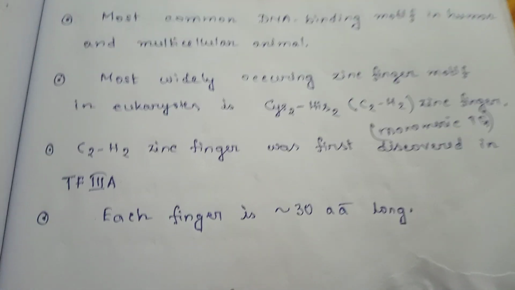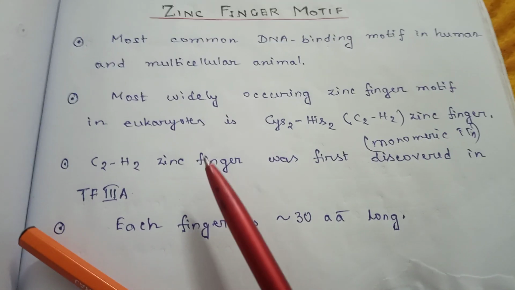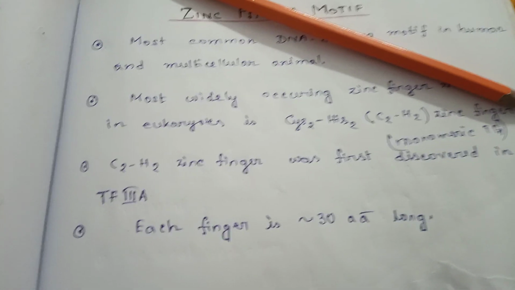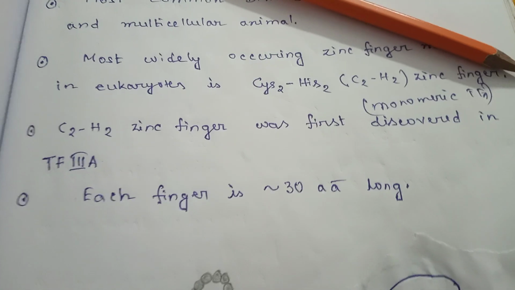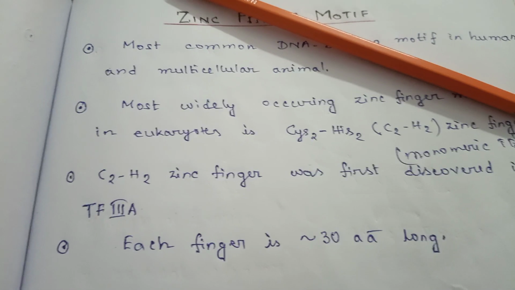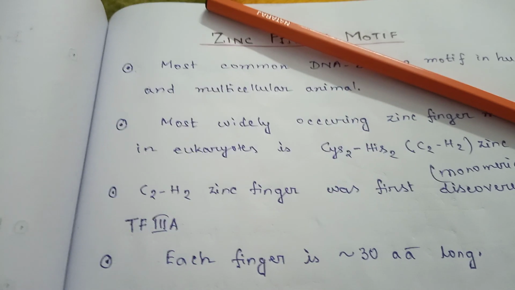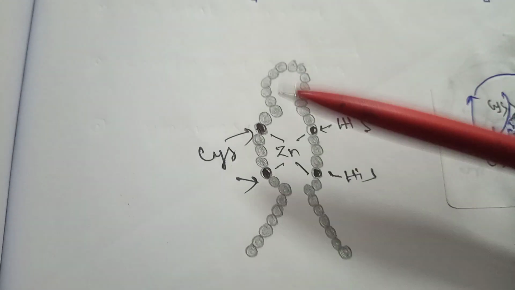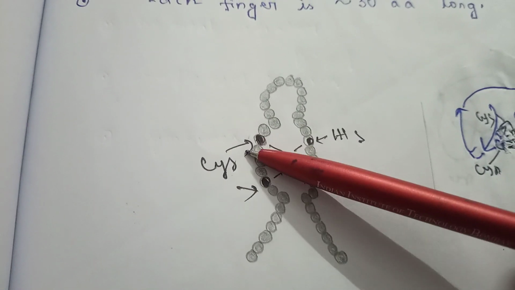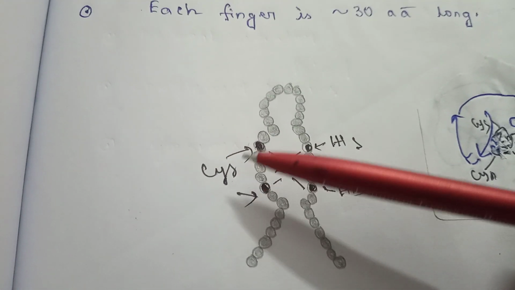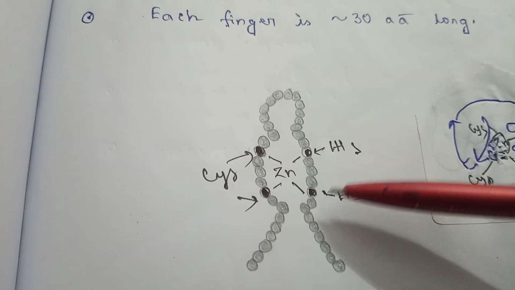Now, coming to the third point, the C2H2 zinc finger was first discovered in TFIIIA, and each finger is 30 amino acids long. But before that we have to know the structure. The zinc finger motif has two antiparallel beta sheets followed by an alpha helix. Here you can see this image for C2H2. C2 means 2 cysteines and H2 means 2 histidines. Remember, the cysteines are in the antiparallel sheets and the histidines are in the alpha helix.